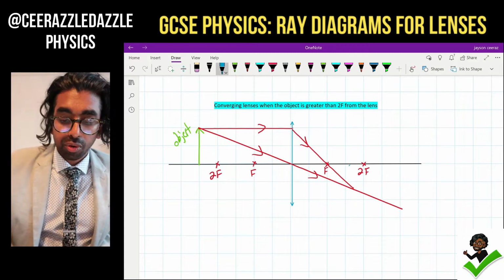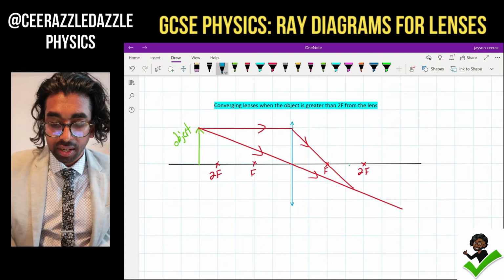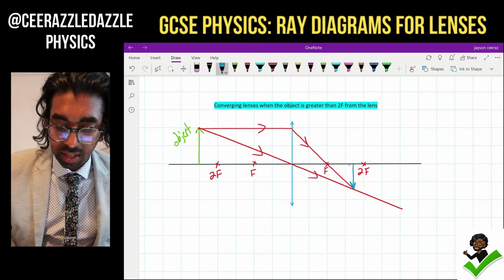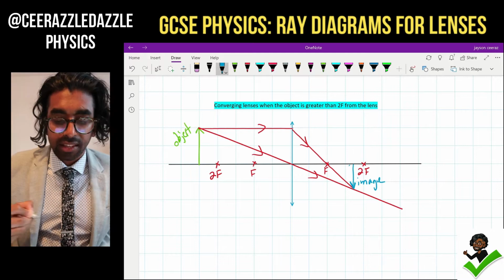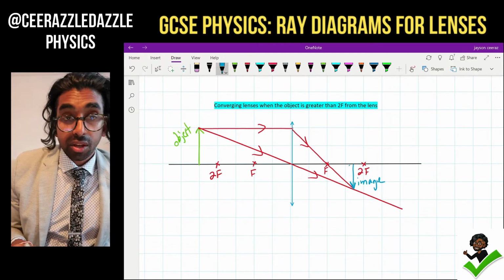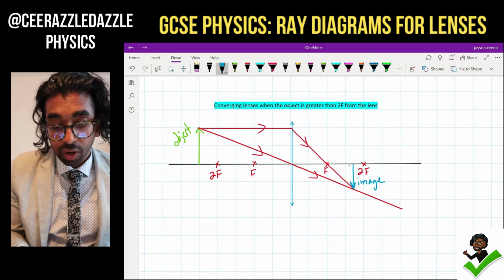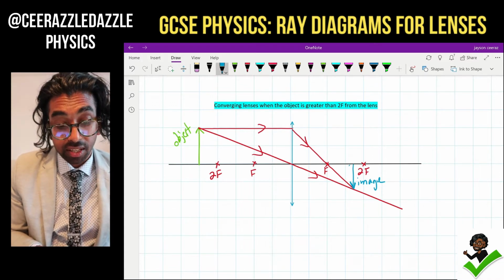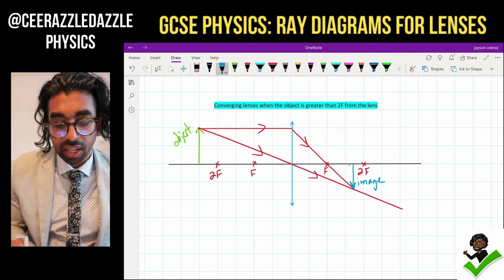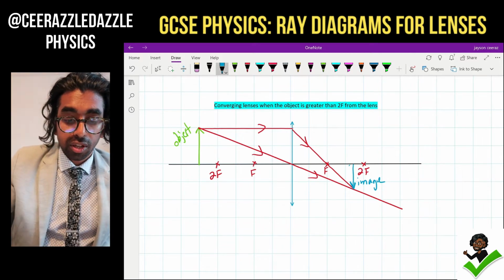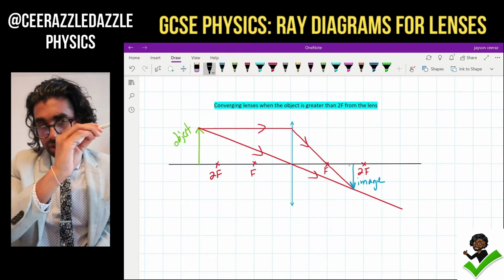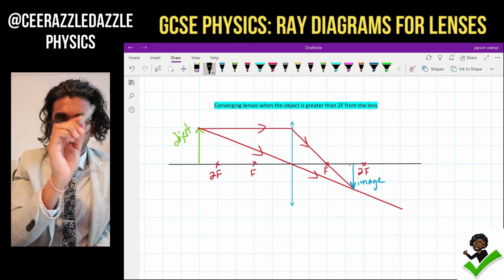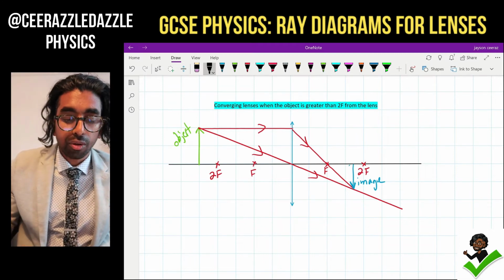So where is the image formed? The image is formed where both those rays of light meet. This is the image. This only occurs when the object is greater than 2F from the lens. Make sure you can construct those rays: one going straight through the center of the lens, and one going across, then down through F. It's definitely going through F here.